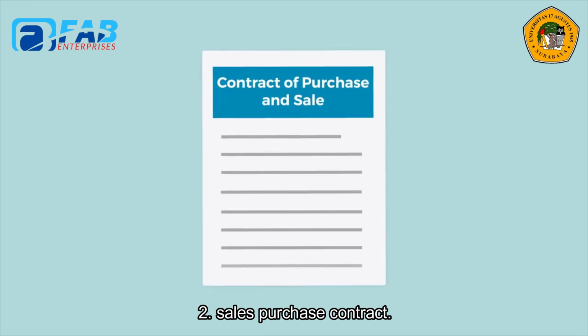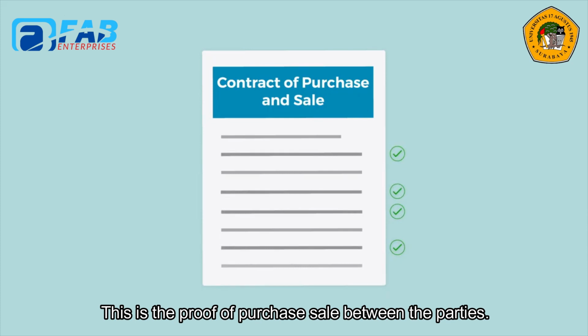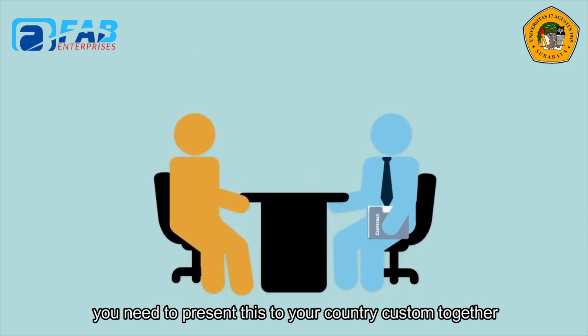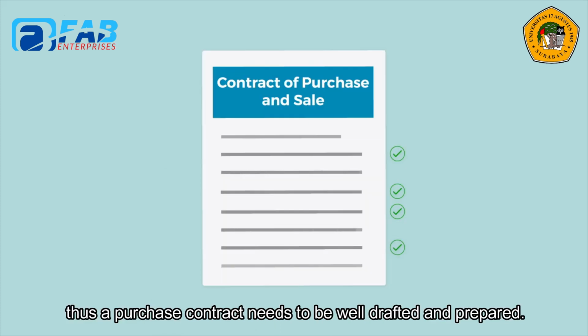2. Sales purchase contract. Belongs to mandatory export-import documentation. This is the proof of purchase and sale between the parties. You need to present this to your country's customs together with a pro forma invoice, thus a purchase contract needs to be well drafted and prepared.